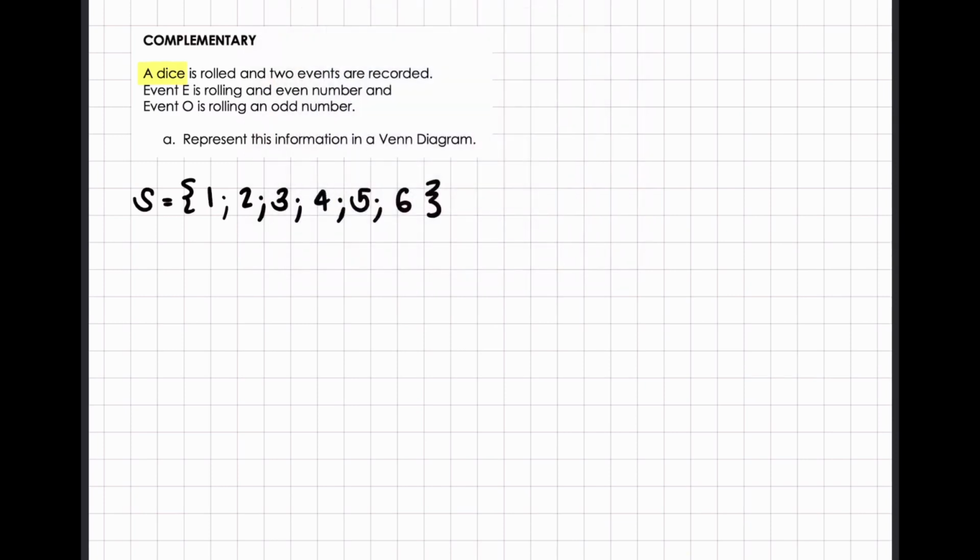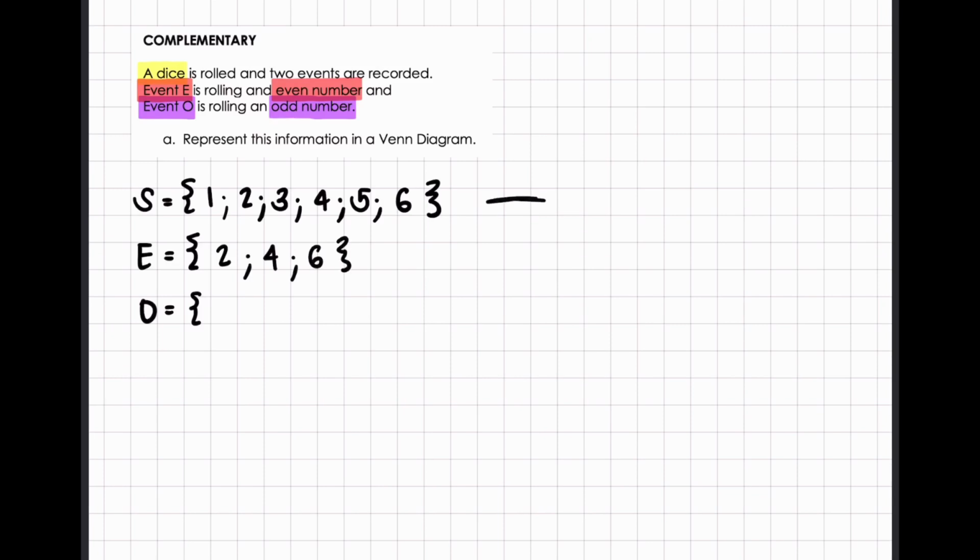Then event E is rolling an even number, and event O is rolling an odd number. So event E is rolling an even number, so I have the numbers 2, 4, and 6. I'm getting the even numbers from my sample space. Whatever's available within my sample space, that's what I'm going to list. So I have 2, 4, and 6, and my odd numbers are 1, 3, and 5.